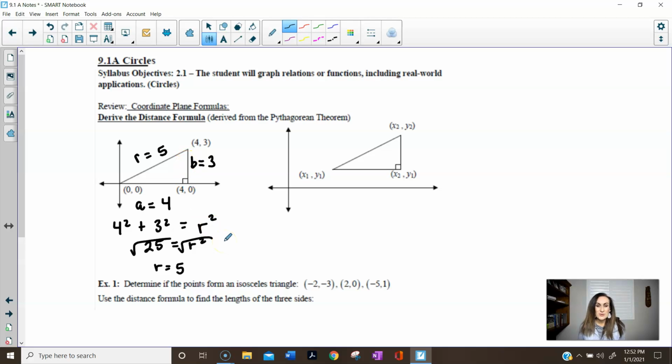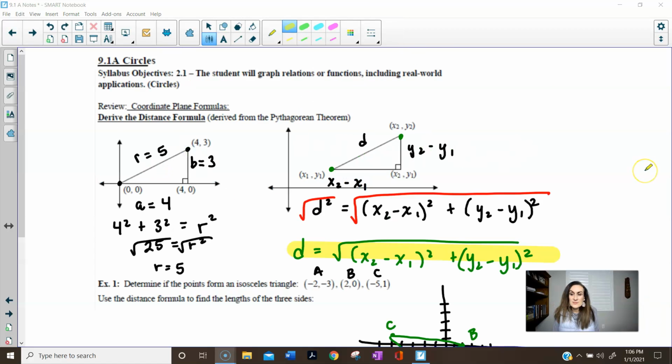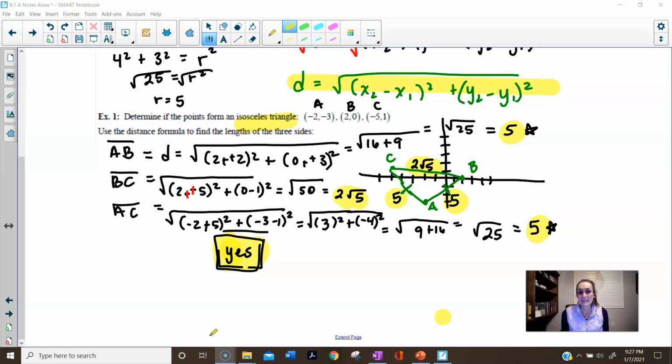And of course, that's a special right triangle. It's a 3, 4, 5 that you're familiar with from geometry. But let's look at how we come up with the distance formula when we are looking at the distance from here out to here. So in the second example, you're going to see that I'm deriving the distance formula, and I'm doing that by using the Pythagorean theorem again. So I used the variable d to stand for distance, and I'd be looking for the distance between this point and this point.